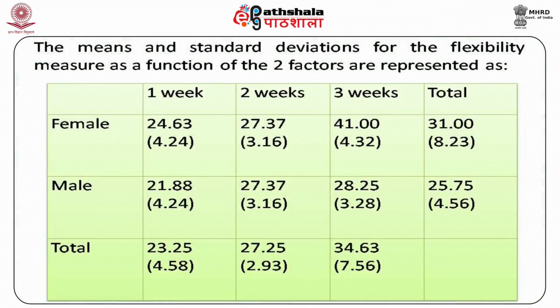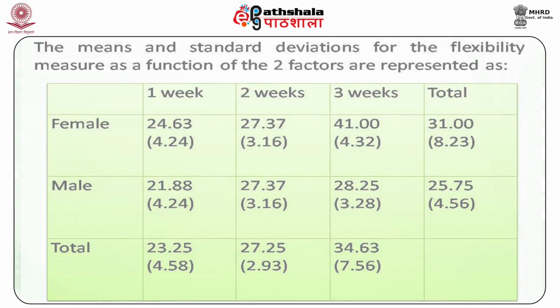The mean and standard deviation for the flexibility measures as a function of the two factors are represented in the exhibit below. We can see for both the genders and for the 3 weeks exercise regime what is the mean and standard deviation, where the standard deviations are shown in brackets.